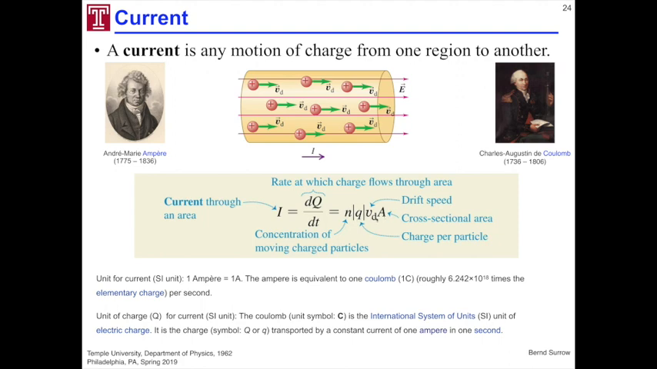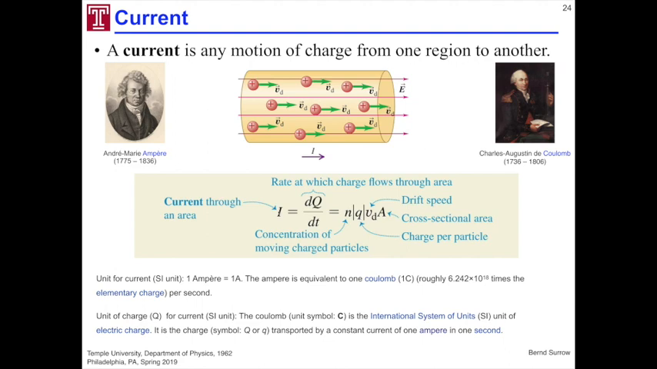So current, instead of writing current as dq dt, you write it here in terms of more explicit quantities, namely the concentration of charge carriers per unit volume, the charge per particle, the drift velocity, and the cross-sectional area. And you can see here, if you leave the drift speed the same, the concentration of particles and the charge, but you make the area larger, the current is getting larger.